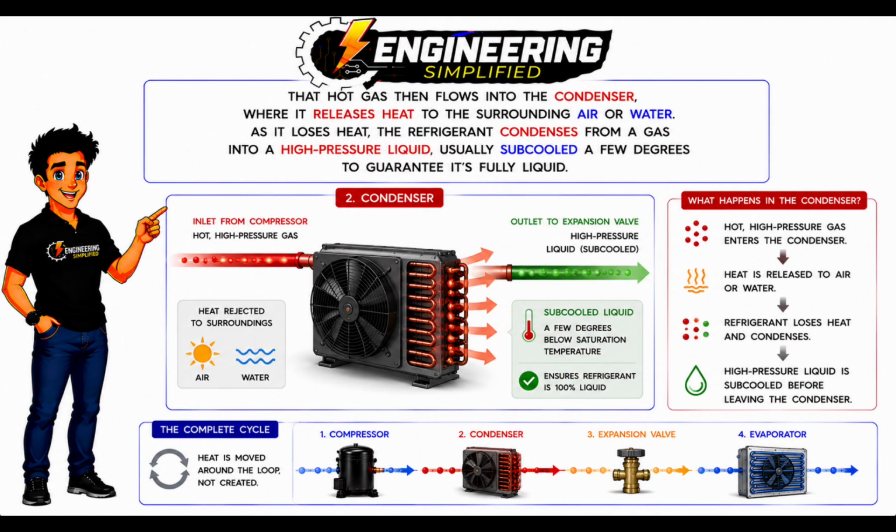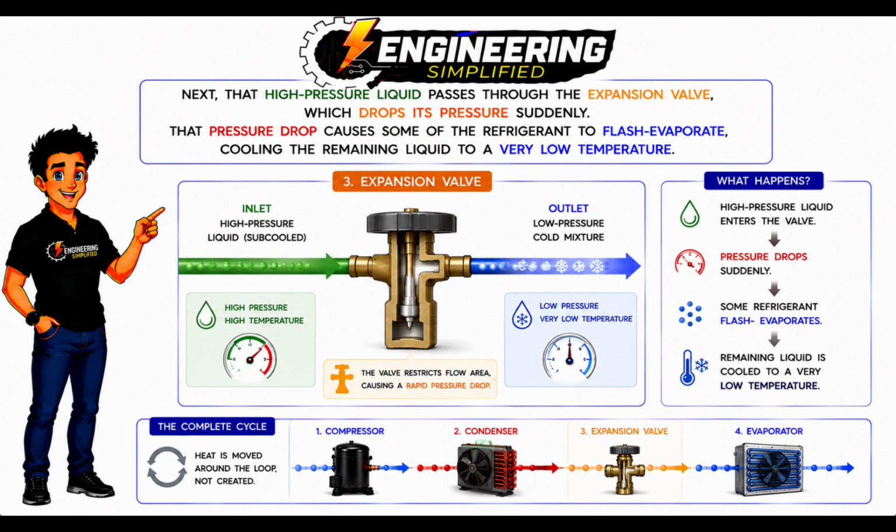That hot gas then flows into the condenser, where it releases heat to the surrounding air or water. As it loses heat, the refrigerant condenses from a gas into a high-pressure liquid, usually subcooled a few degrees to guarantee it's fully liquid. Next, that high-pressure liquid passes through the expansion valve, which drops its pressure suddenly. That pressure drop causes some of the refrigerant to flash evaporate, cooling the remaining liquid to a very low temperature.